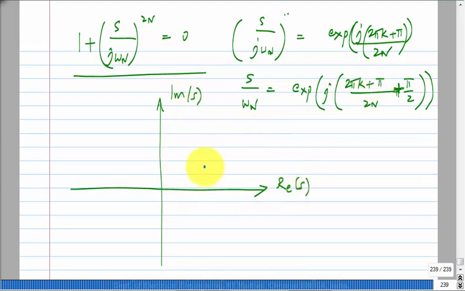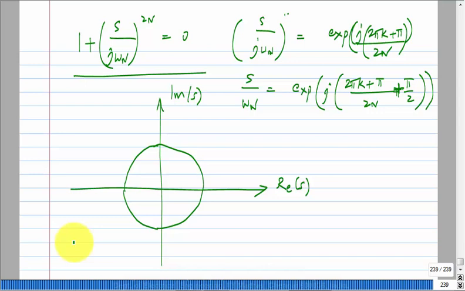I think all the roots will lie on a circle of radius omega n. I think that everyone has recognized. And where will they be? It will be everywhere, it will be in all four quadrants, isn't it?